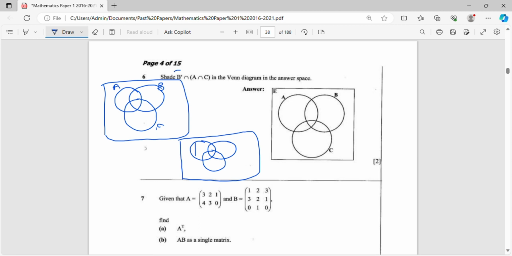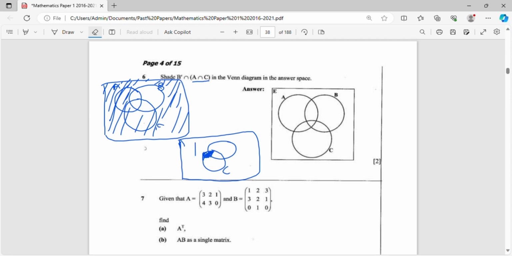So the first part of the question tells us to shade B complement, meaning everything that is outside of B. So in this first one, I'll shade everything that is outside of B. So here I've shaded B complement, everything that is outside of B. And the rest of the question says A intersect C. This is our A and this is our C. So the part that is common between A and C is this region here, that entire region.